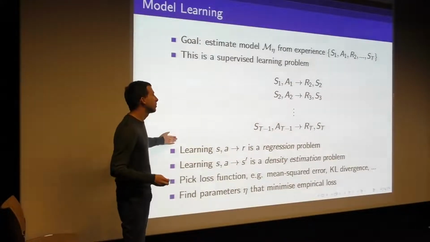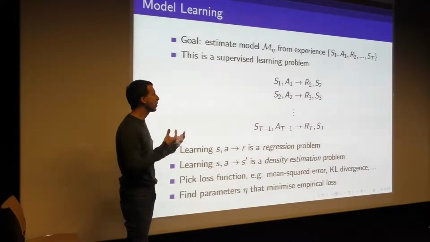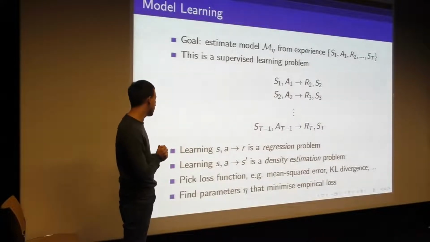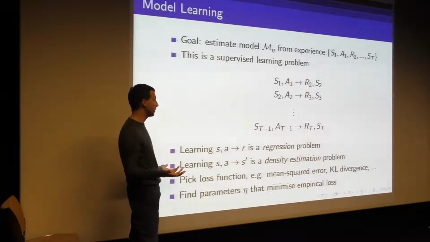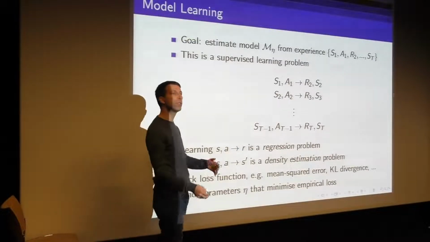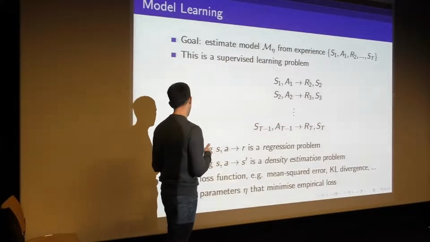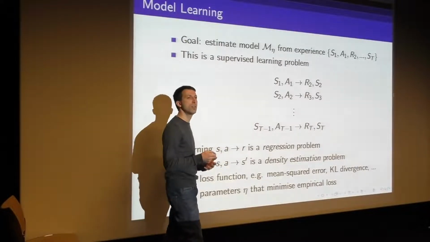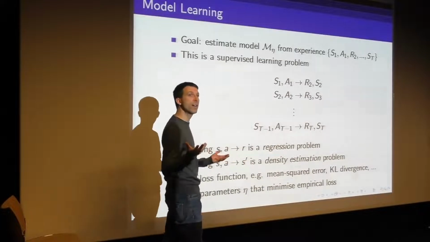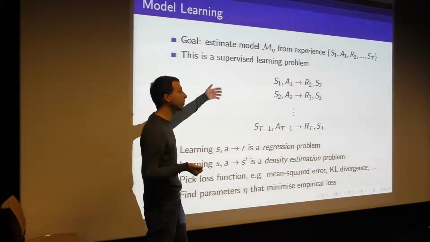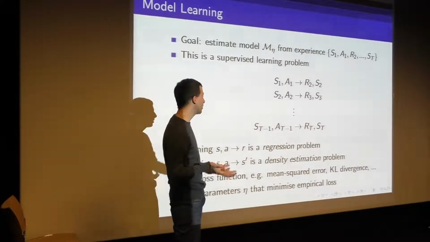And so we can transform the model learning problem into two types of supervised learning, and then pick appropriate loss functions for these things. If you're doing regression, you might choose to optimize for mean squared error. If you're doing density estimation, you might choose to optimize for KL divergence, like make your distribution as close as possible to the empirical samples you store.